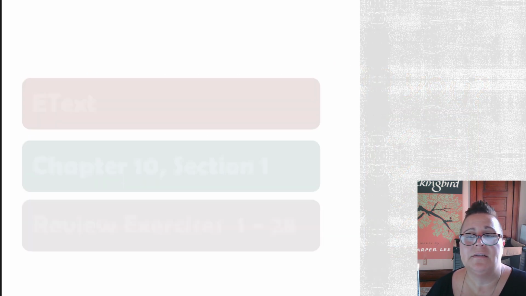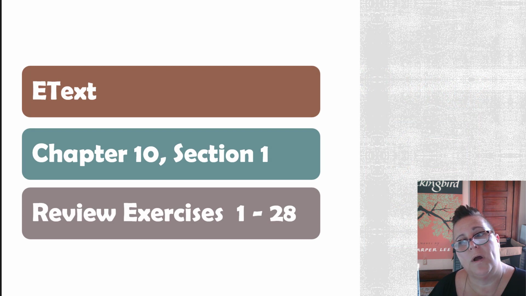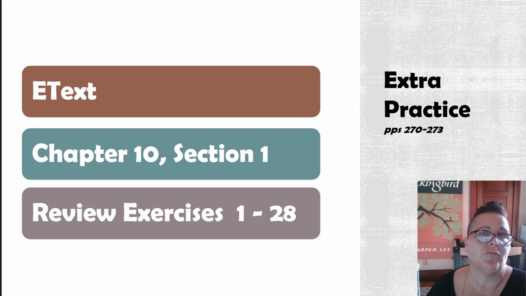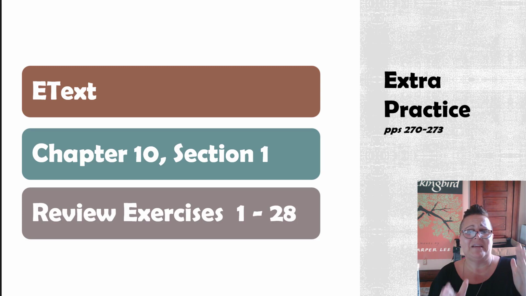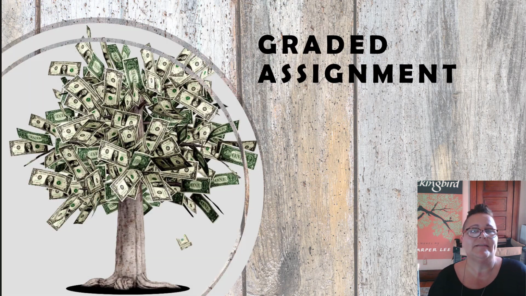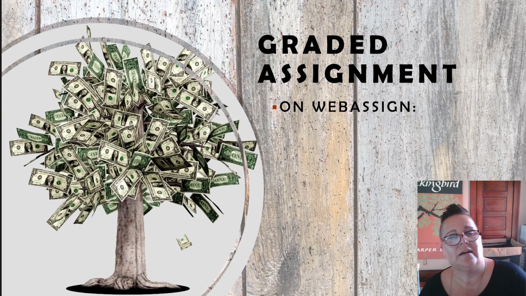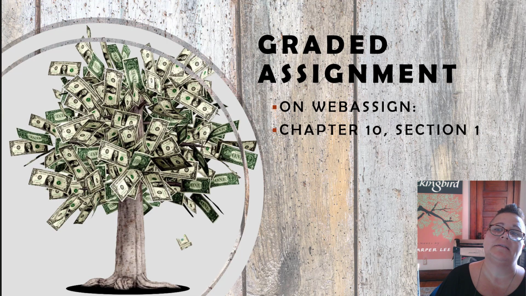In your e-text, Chapter 10, Section 1, there are review exercises at the end. This is only extra practice. It is not a requirement. If you have the physical copy of the book, you will find this extra practice on pages 270 to 273, I believe. There is a graded assignment. It is located on WebAssign, and it is creatively titled Chapter 10, Section 1.